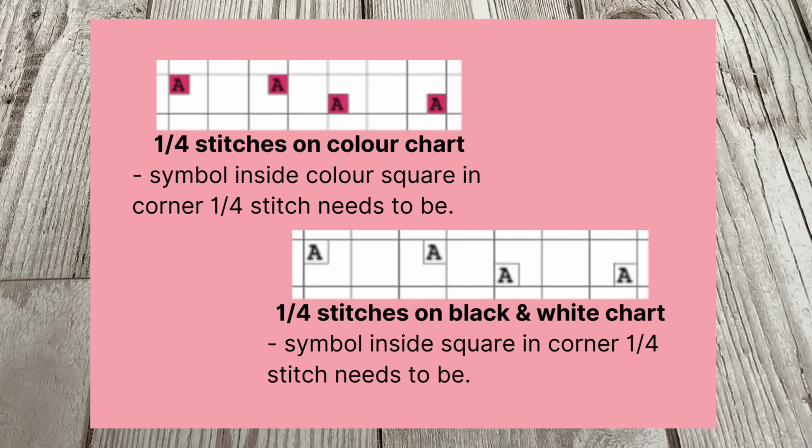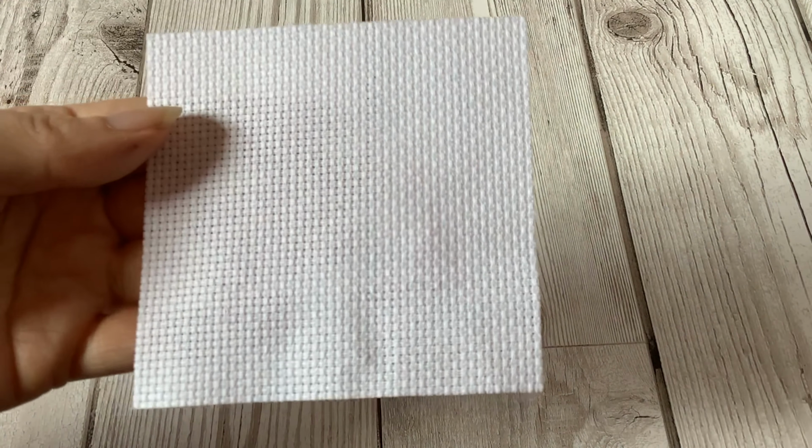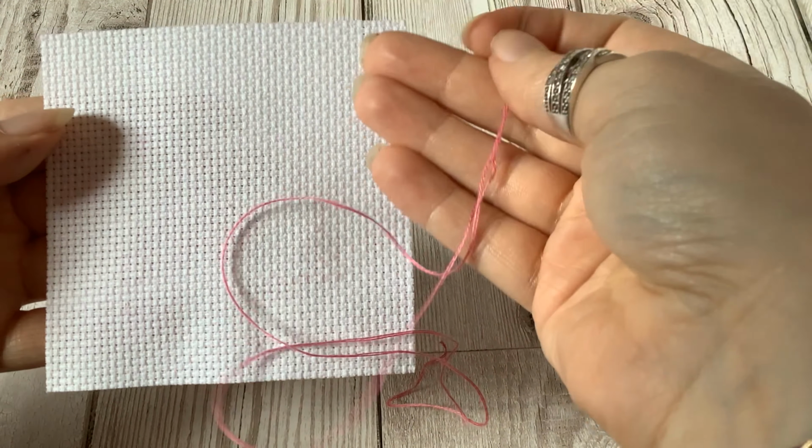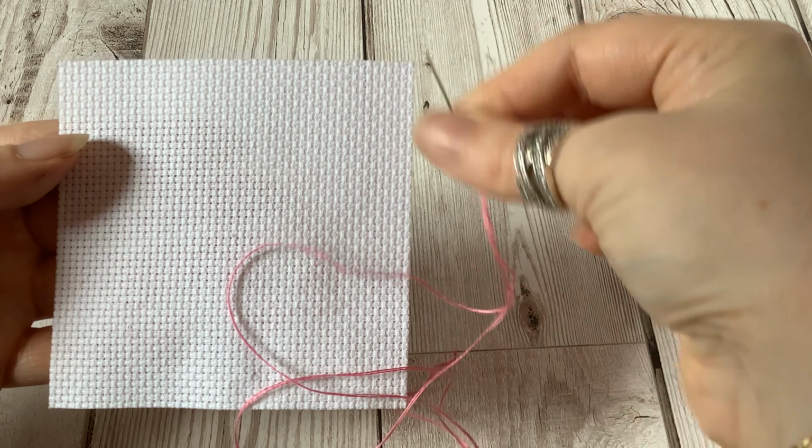So now we know what the quarter stitch looks like on the chart, we need to be able to put that on our fabric. So I've got some 14 count Aida and some pink stranded cotton already threaded up into my tapestry needle.